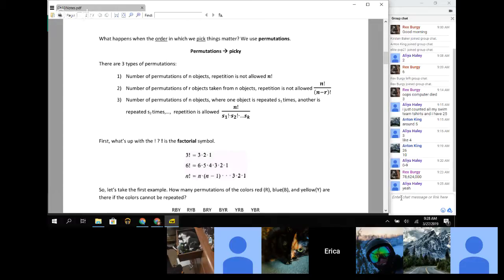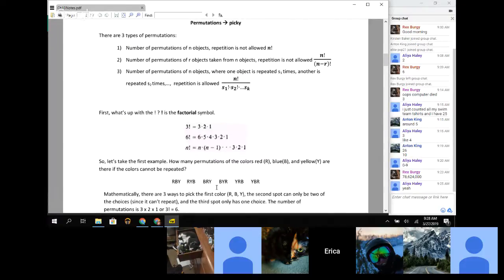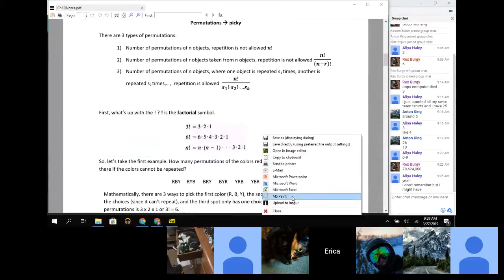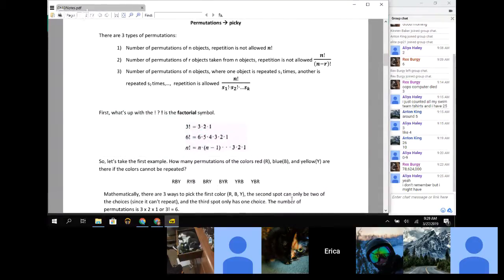Who's seen the exclamation point before? Or who's this new for? Or you've seen it, but you don't quite remember? All right. Well, I'm going to take that as, let's do a little review, somewhere in there, right?